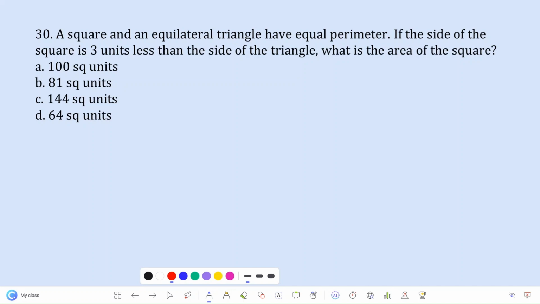Now, in solving word problems, kailangan po natin talagang mag-analyze, kailangan natin mag-underline, mag-insert, or tandaan, at isipin natin kung ano ang hinihingi ng question. Kaya tandaan din po natin yan. Sabi niya, ang square, ang equilateral have equal perimeter. Ano ba ang perimeter? This is the outermost line enclosing a polygon.